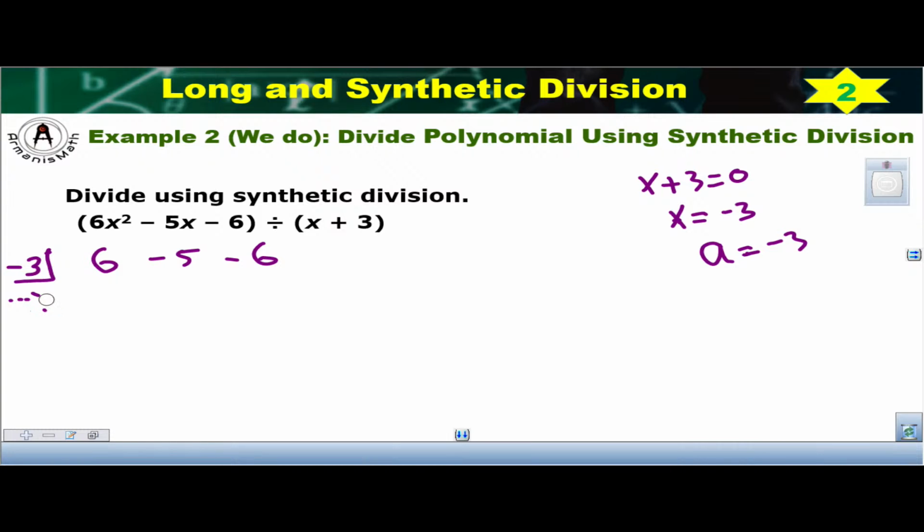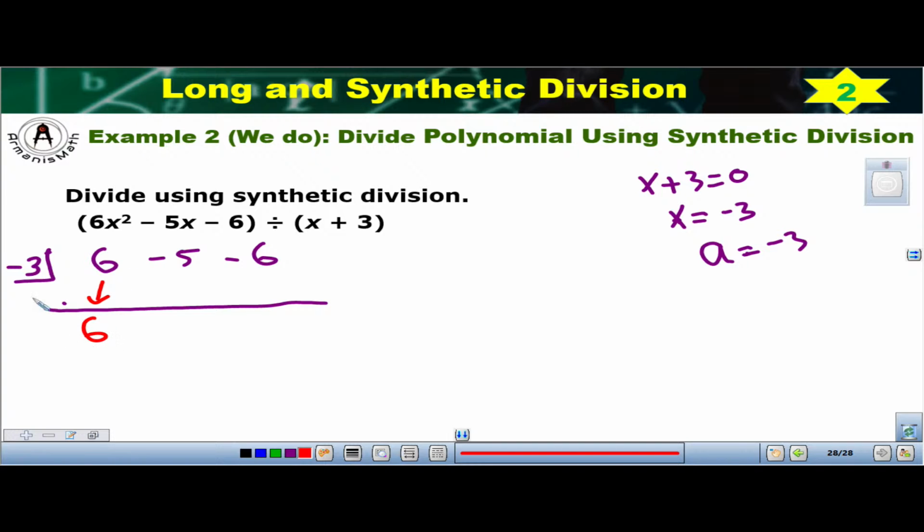Yeah, I'm going to leave a line just for me to have room to multiply. What do I do with the 6? Move it down. You just drop it down the way it is. So negative 3 times 6 is how much? That's true. And where would I put that negative 18? Right under the negative 5, diagonally from here.